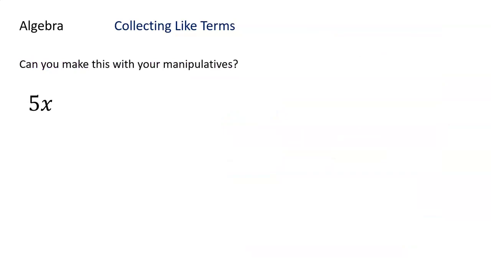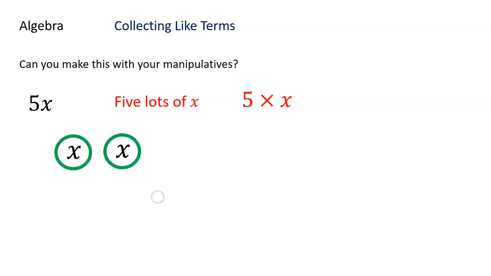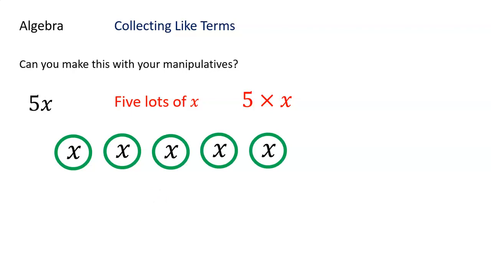So 5x, this means 5 lots of x or 5 multiplied by x. We can represent this by taking 5 counters which each represent 1x, making a total of 5x.